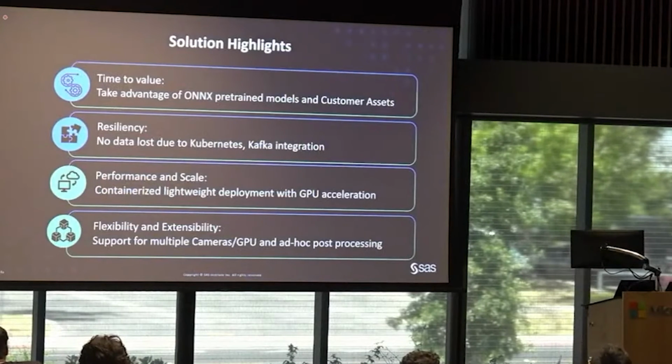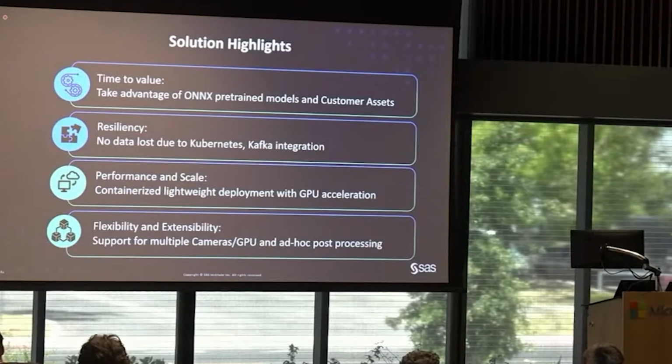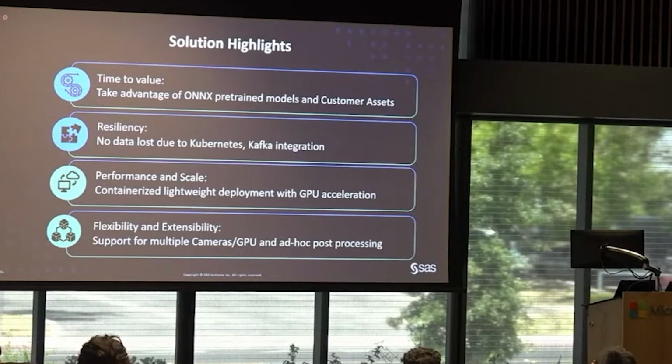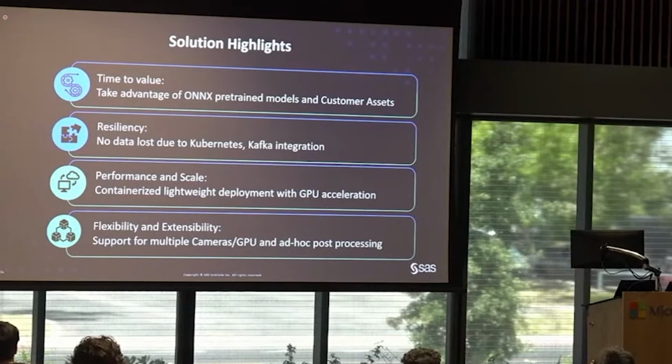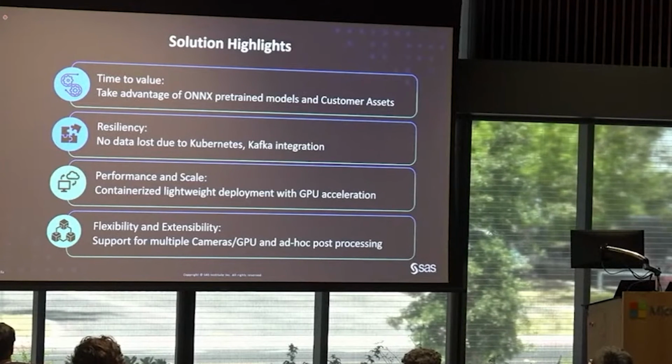Worth mentioning that this architecture is currently in production at one of our customer facilities, and we are working to expand it to more than 20 plants in the coming months. This slide highlights the key benefits of this solution from our customer's perspective. The ONNX Runtime integration ensures an optimal time to value, thanks to publicly available pre-trained models and the reuse of customer assets. This permitted us to reduce the overall project timing to less than a month.